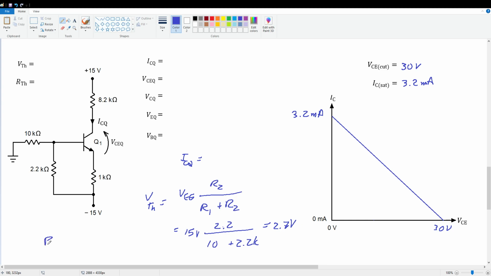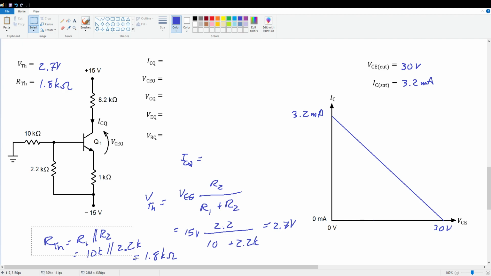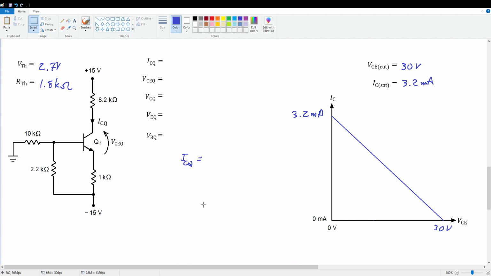All right, RTH is R1 in parallel with R2. So that's 10K in parallel with 2.2K, which is about 1.8K ohms. So there's our VTH, 2.7 volts, and 1.8K ohms for RTH. Now let me get this mess out of here and we'll calculate ICQ. Jumped ahead of myself a little bit there.